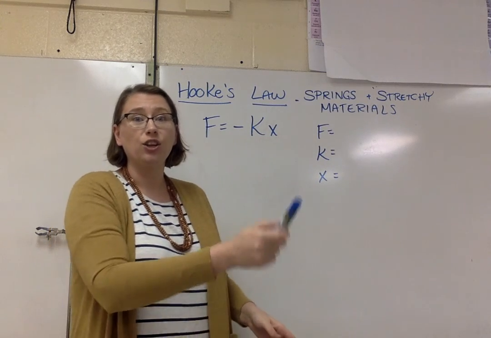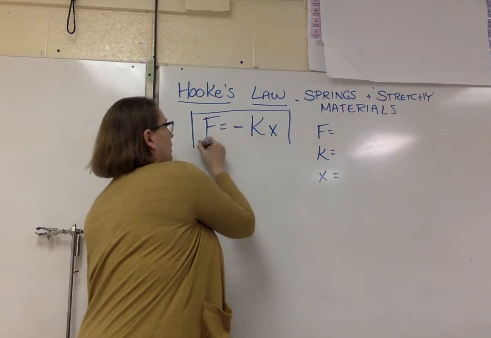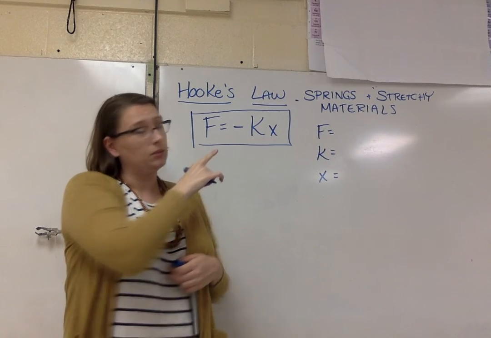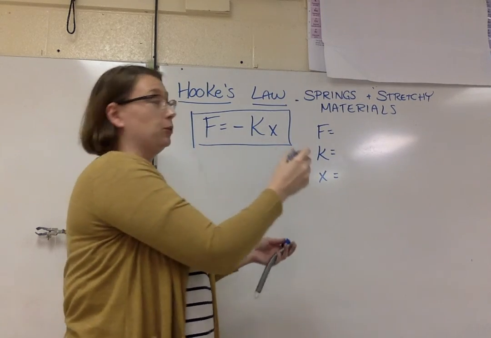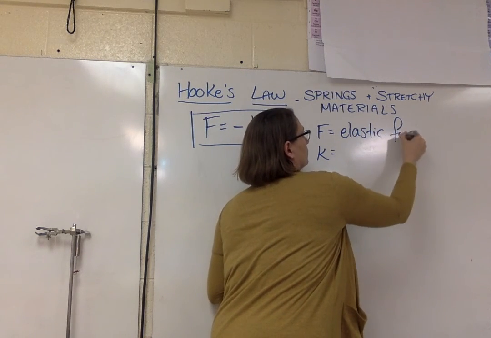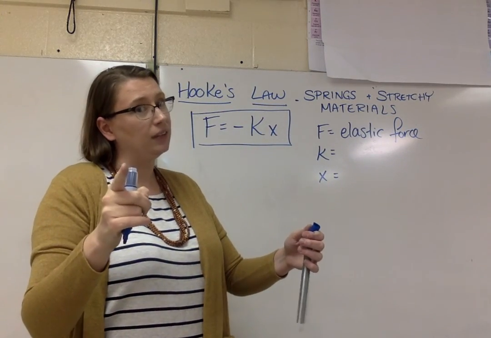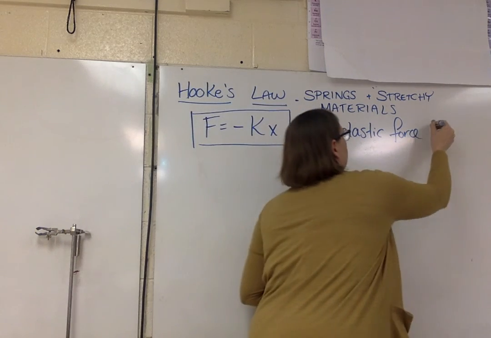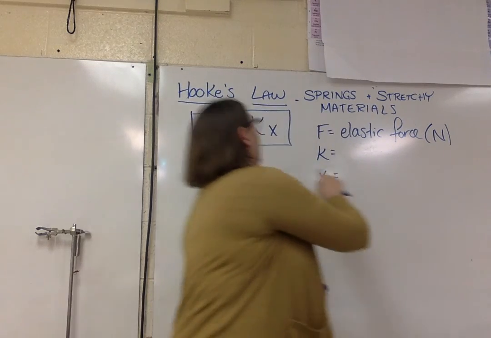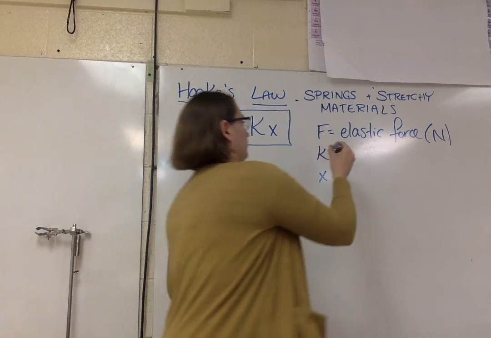Here we go, right here is our equation. F equals negative K times X. Nice and short. The F stands for the force. Elastic force. And because it's a force, what unit will we use? You got it, the Newton. All right, when we get to K, K is often called the spring constant.